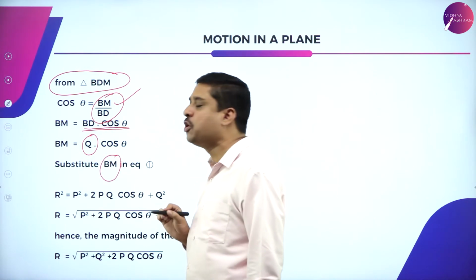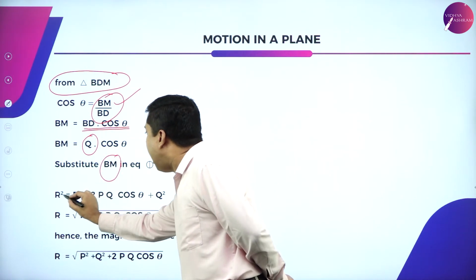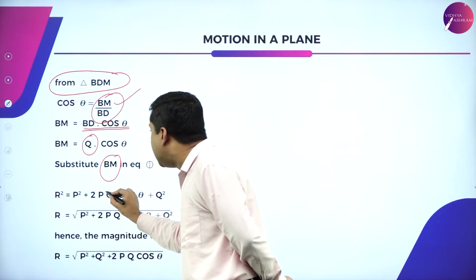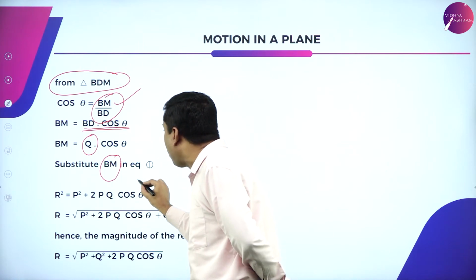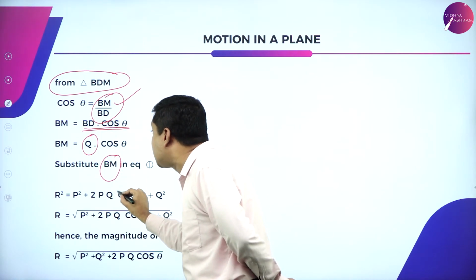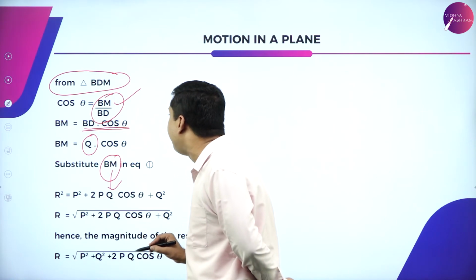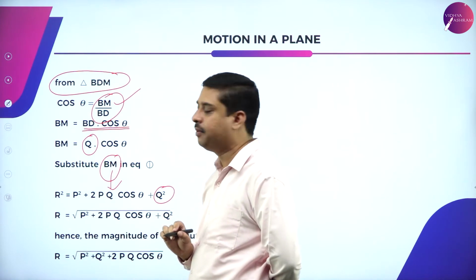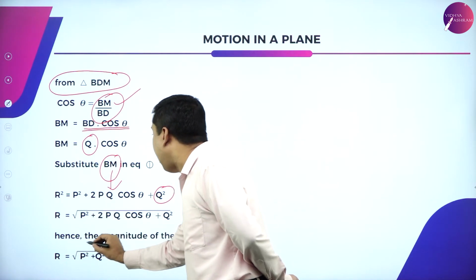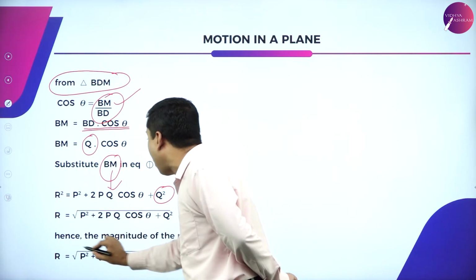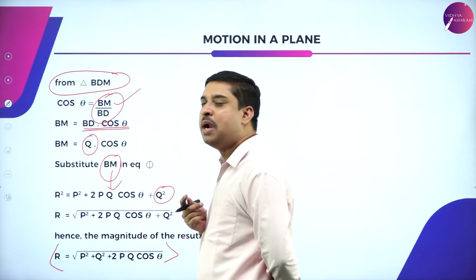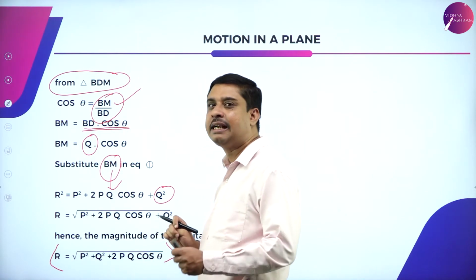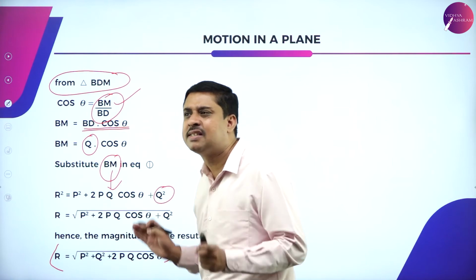Substituting BM in equation 1, R square equals P square plus 2 PQ cos theta. BM was Q cos theta, so I am substituting for BM Q cos theta, plus Q square. Or R is root of P square plus Q square plus 2PQ cos theta. Kindly remember this expression.